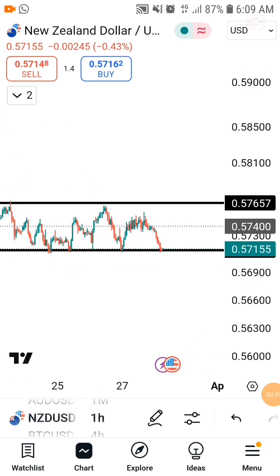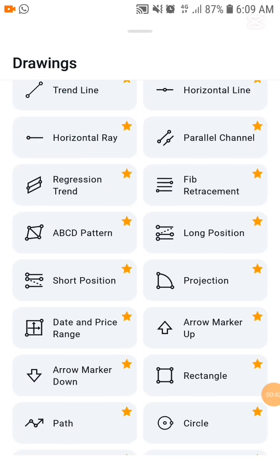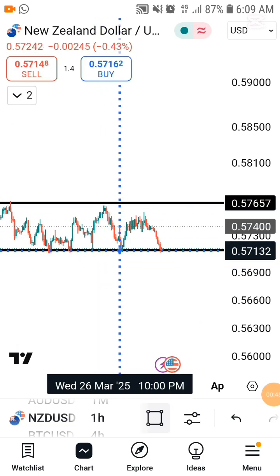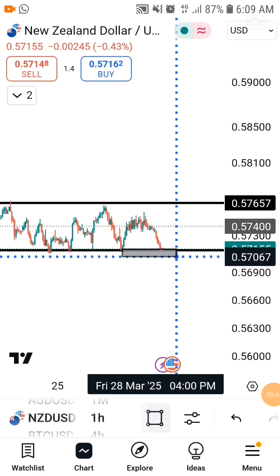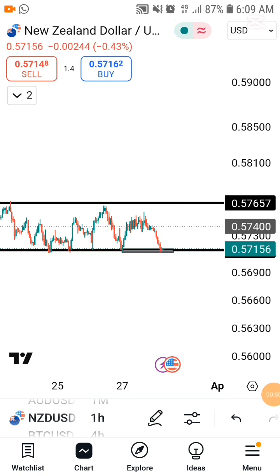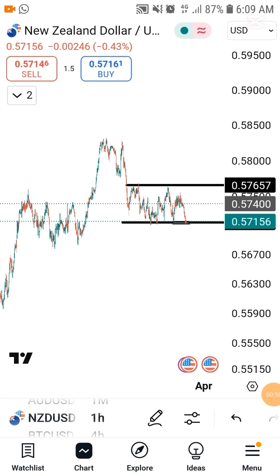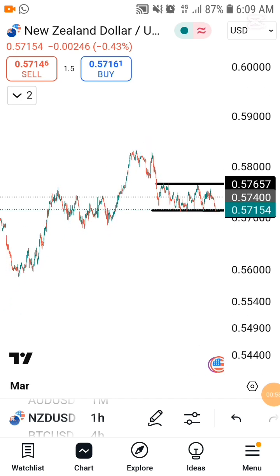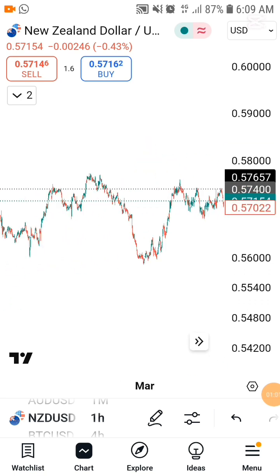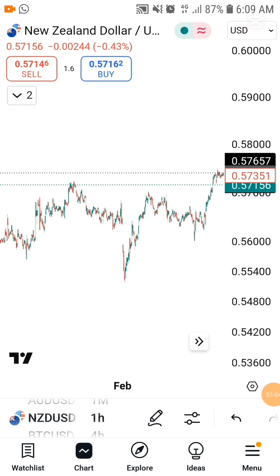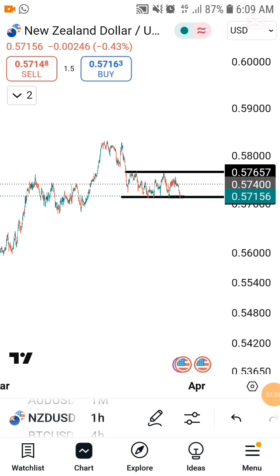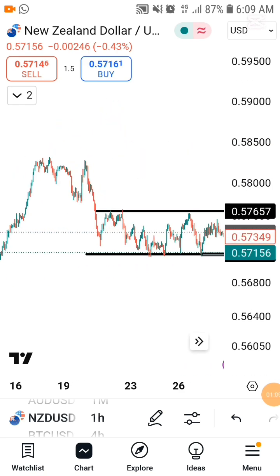From where the market is now, we are seeing a double bottom at this point here. So using price action to analyze this market, the overall trend of this market is actually bullish. Can you see?